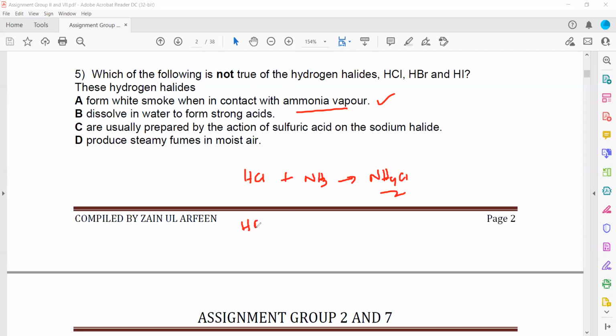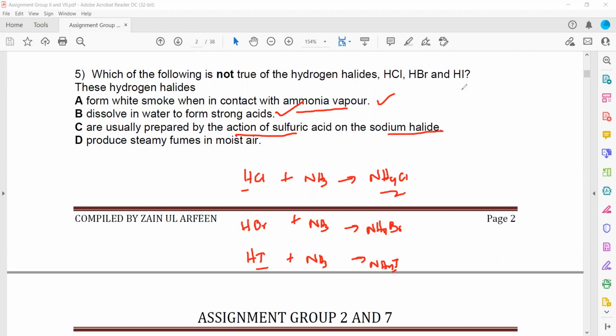If hydrogen bromide reacts with ammonia, it will produce ammonium bromide, a dense white smoke. If hydrogen iodide reacts with ammonia, it will also produce ammonium iodide, a dense white smoke. So this is valid. Dissolve in water to form strong acid. That is true, because when we add them to water, they lose their proton, so they form strong acid. That's true. Usually prepared by action of sulfuric acid on sodium halides.